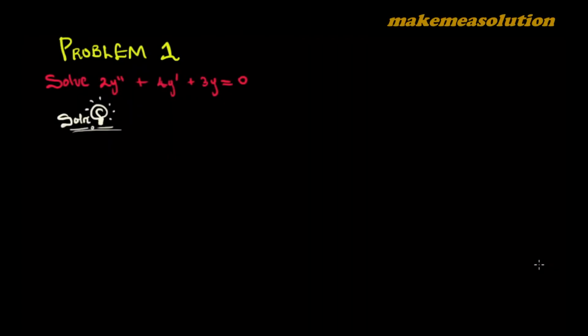In this video, we are going to be looking at second order homogeneous ordinary differential equations whose auxiliary equations have complex roots. So to begin, we are looking at problem 1, and we have to solve 2y prime prime plus 4y prime plus 3y equal to 0. So first things first is to get the auxiliary equation.